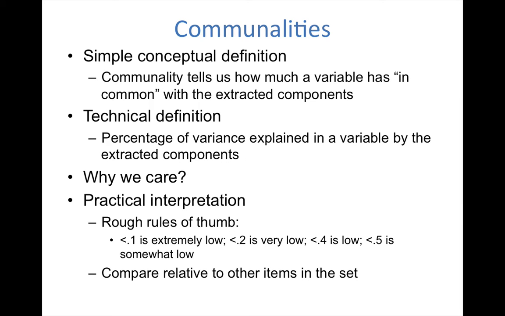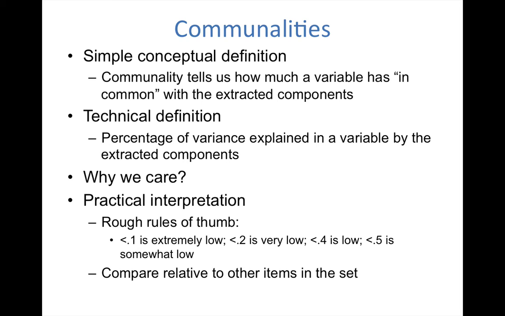One bit of information that can be useful when understanding whether an item is captured by a factor model, and whether it should be retained or whether you maybe even need more factors, is the communality. This tells you the proportion of variance in the item that is captured by the extracted factors. So if a large proportion is explained by the extracted factors, it means that it's represented by the factor structure.